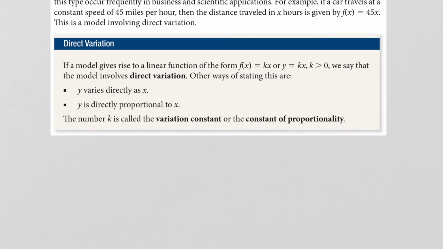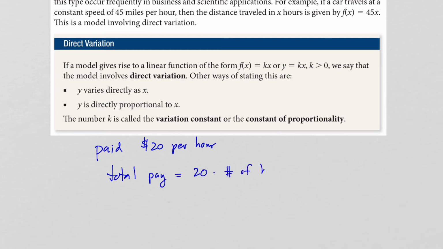Now, another quick example is suppose you have a job, and let's suppose that you are paid $20 per hour. Your total pay will equal $20 multiplied by the number of hours. So if I call your total pay f of x, and the number of hours that you work is x, your total pay will be 20 times x, which is 20x. So this is just another quick example of direct variation.